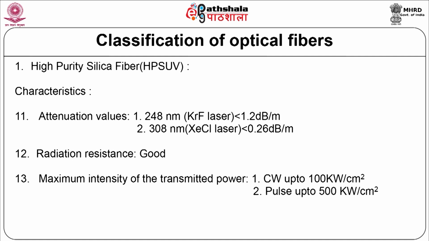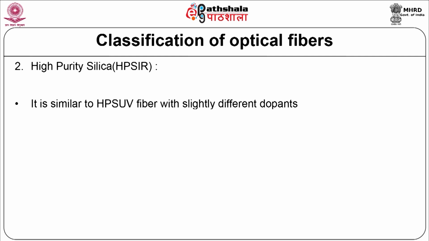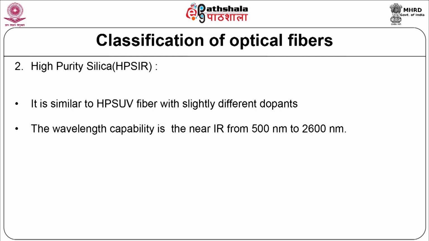Radiation resistance is good. Maximum intensity of the transmitted power, if you consider the continuous wave, is up to 100 kilowatt per centimeter square, and for pulsed it is up to 500 kilowatt per centimeter square. Next type is high purity silica, that is HPSIR. Similar to HPSUV fiber with slightly different dopants. Wavelength is near infrared from 500 nanometer to 2600 nanometer.